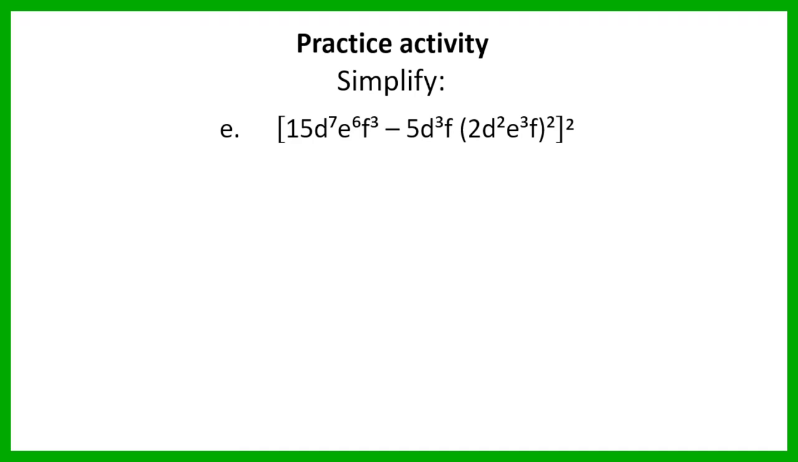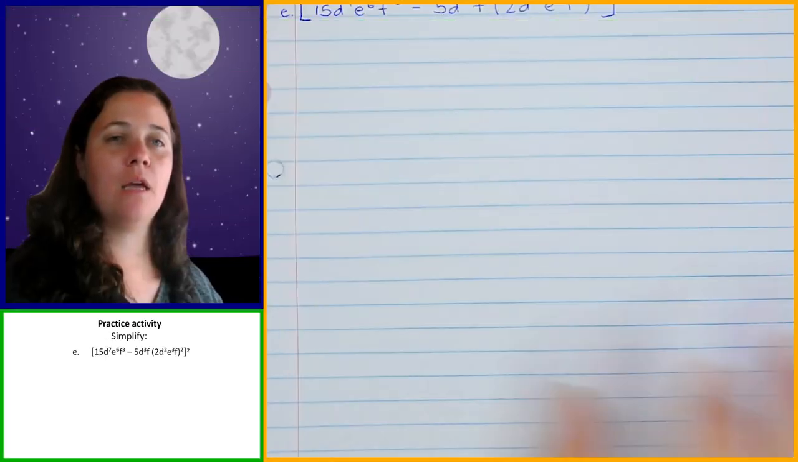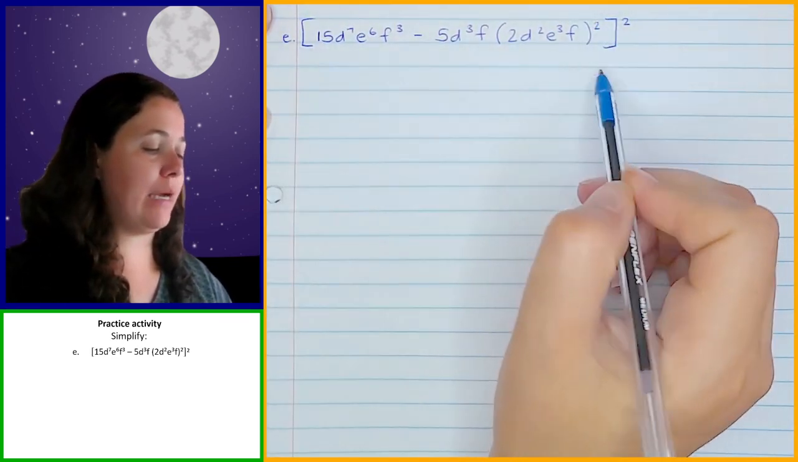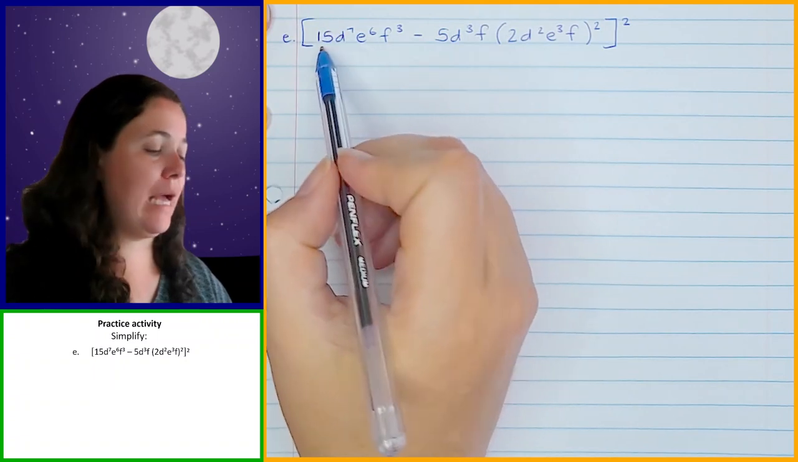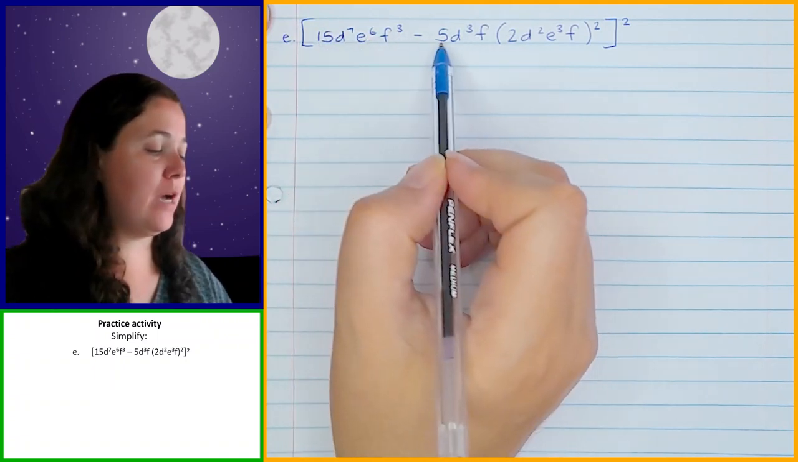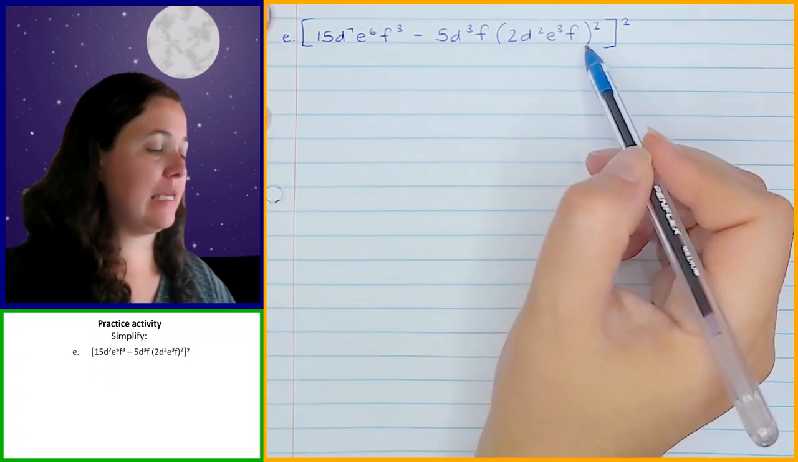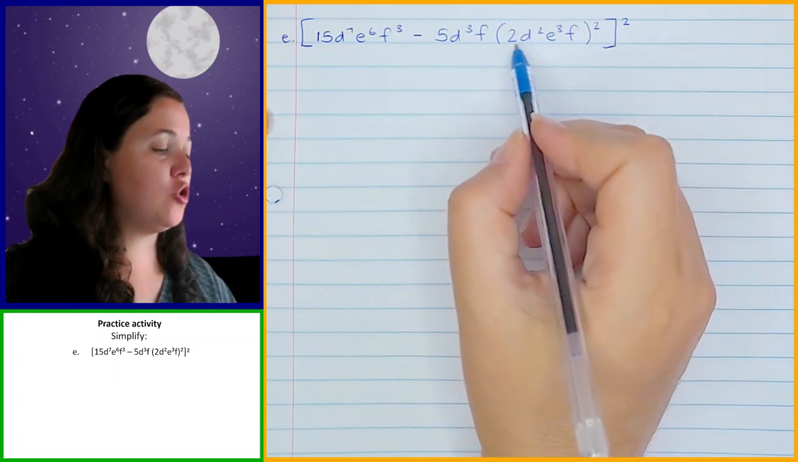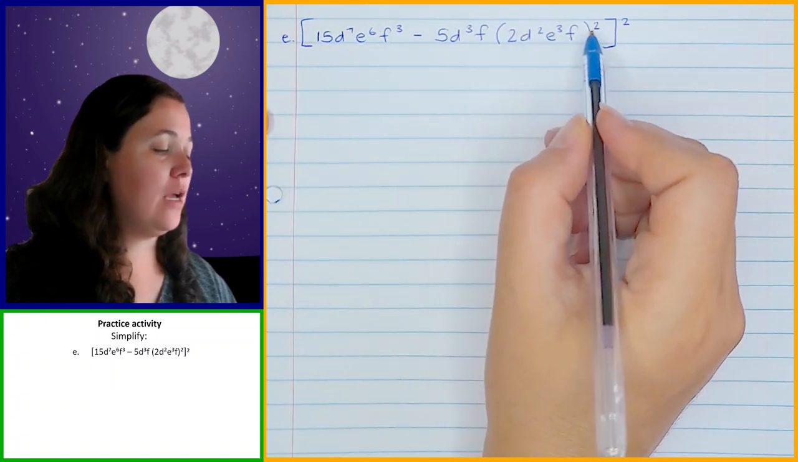Okay, so let's see how that question went. So for this question, we had a set of big square brackets. Inside those, we had 15d to the power of 7 e to the power of 6 f cubed minus 5d cubed f. And then in brackets, again, smaller brackets inside the bigger brackets, we've got 2d squared e cubed f squared.